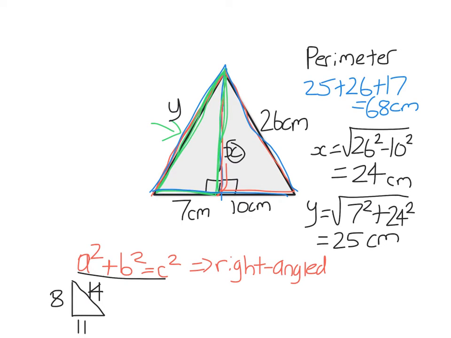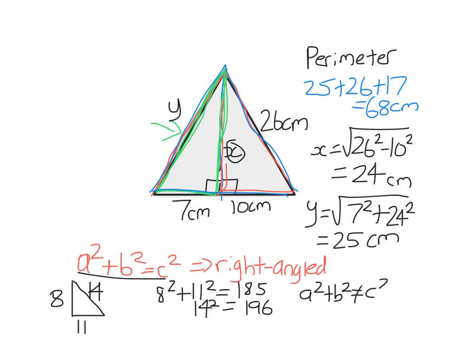Well, we just check, does a squared plus b squared equal c squared? So, 8 squared, a squared, plus b squared, is 64 plus 121, 185. But c squared, hypotenuse squared, is 196. So in this triangle, a squared plus b squared doesn't equal c squared, so no, this triangle is not right-angled. So you check, if a squared plus b squared does equal c squared, then the triangle is right-angled. Otherwise, the triangle is not right-angled.